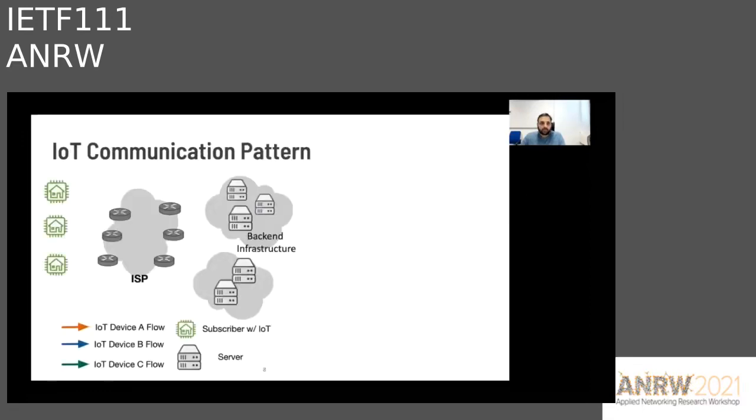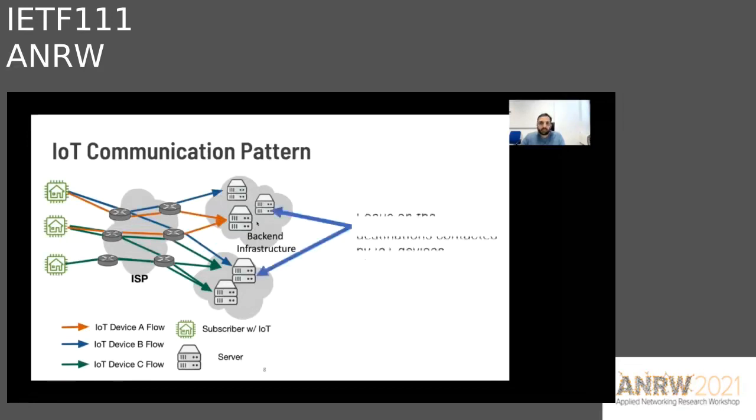We leverage the fact that IoT devices, in order to provide their services, have to communicate with certain backend infrastructure. And if we focus on the destinations contacted by these devices, can we find out which of the subscribers of this ISP have which type of IoT device?